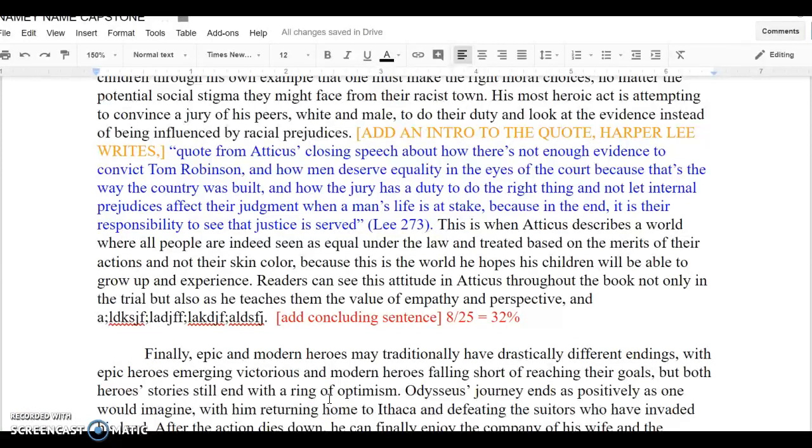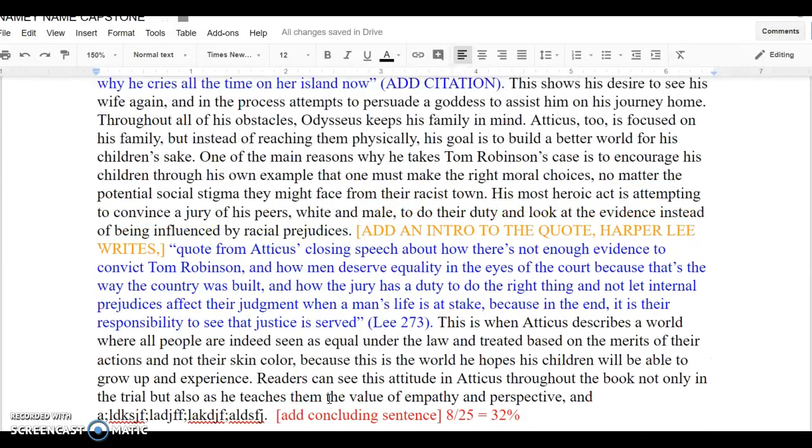So that's the purpose of the color coding, and hopefully you can make your paragraphs a little bit more evenly or appropriately structured. So that way it's not 75% quotes from the book with 2 sentences by you, because I don't care what Harper Lee and Homer said. I want to know what you said.